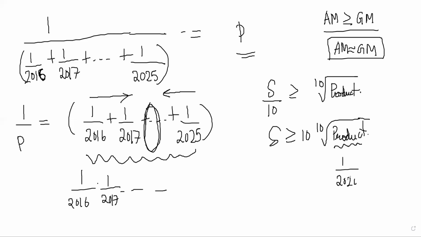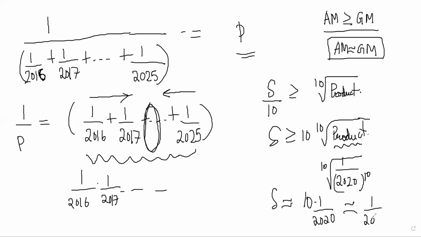So it becomes 1 by 2020 to the power 10, and the 10th root of that. So it becomes 10 by 2020. So S is nearby this. So S is almost 1 by 202. So 1 by S is what we now wanted, right?